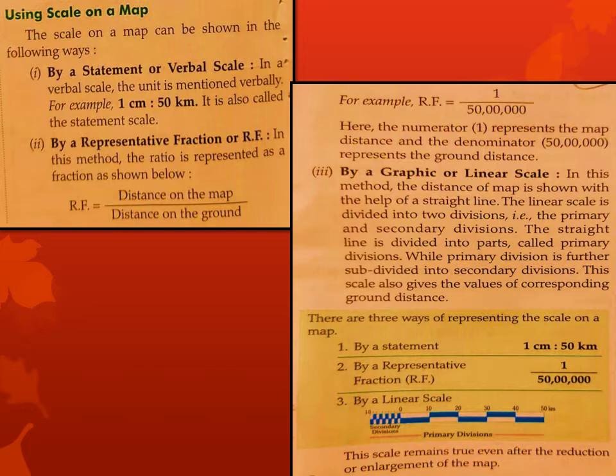Now by a graphic or linear scale, in this method the distance of map is shown with the help of a straight line. The linear scale is divided into two divisions, that is primary and secondary division. The straight line is divided into parts, that is called a primary division, and primary division is further subdivided into secondary divisions, and the scale also gives the values of corresponding ground distance. You can see.